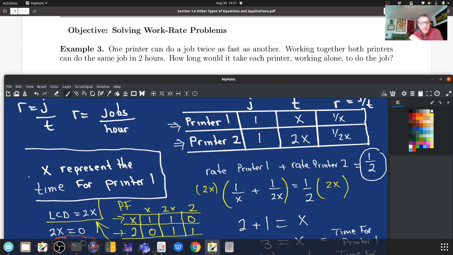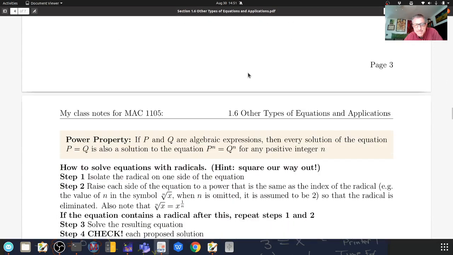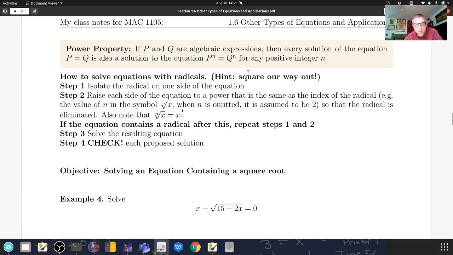So rates are jobs per hour. So they do the same job, one job in how many hours? 2 hours. Okay. So here we go.